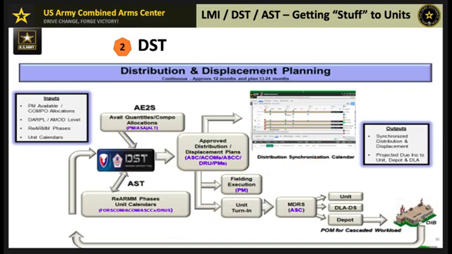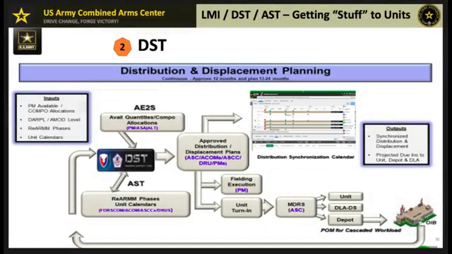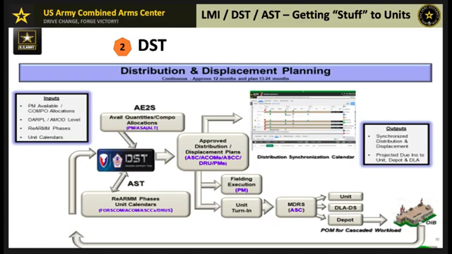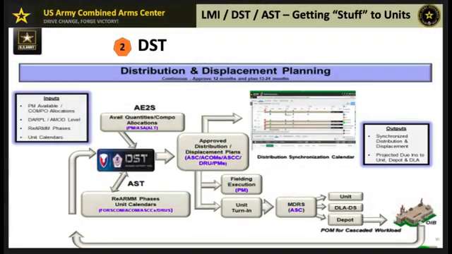The Distribution Synchronization Calendar provides an ongoing view of planned distributions, ensuring that units, depots, and the Defense Logistics Agency are aligned to meet operational needs. This calendar helps coordinate key outputs such as synchronized distribution and projected equipment deliveries. Through DST, the Army ensures that the right equipment is delivered to the right units at the right time, improving overall readiness and reducing delays in the distribution process.